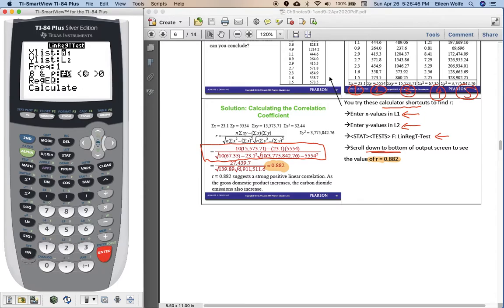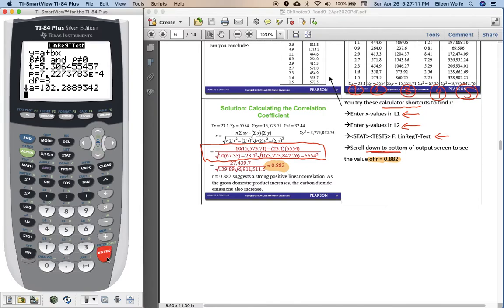And once we do this, all of these defaults can be left as is. The x's are list 1, the y's are list 2, frequency should say 1. The letter rho, the correlation, when we do learn how to test it, we leave it on not equal to 0 in most cases. You can leave the RegEQ space blank and then just go down to Calculate.